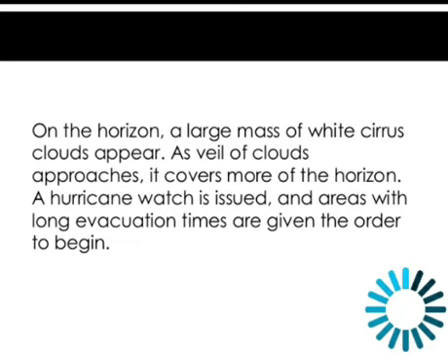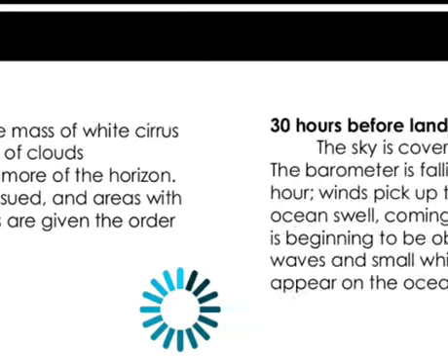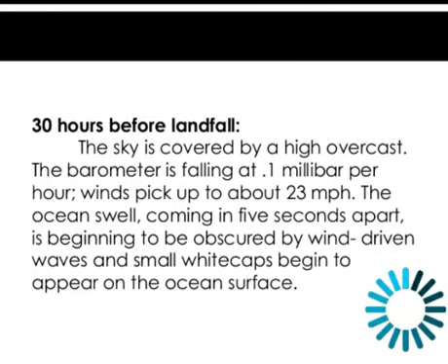On the horizon, a large mass of white cirrus clouds appears as the veil of clouds approaches. It covers more of the horizon. A hurricane watch is issued, and areas with long evacuation times are given the order to begin. 30 hours before landfall, the sky is covered by a light overcast. The barometer is falling at 0.1 millibar per hour. Winds pick up to about 23 miles per hour. The ocean swell coming in 5 seconds apart is beginning to be obscured by wind-driven waves, and small whitecaps begin to appear on the ocean surface.